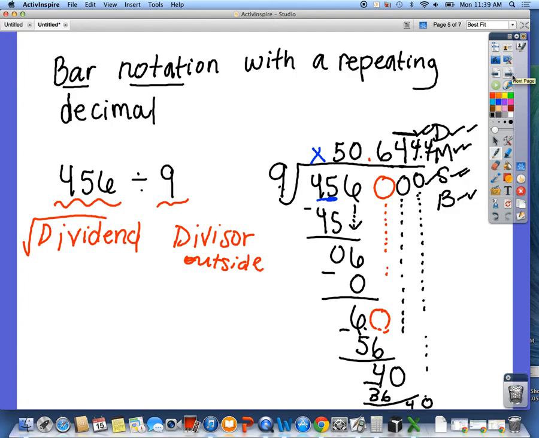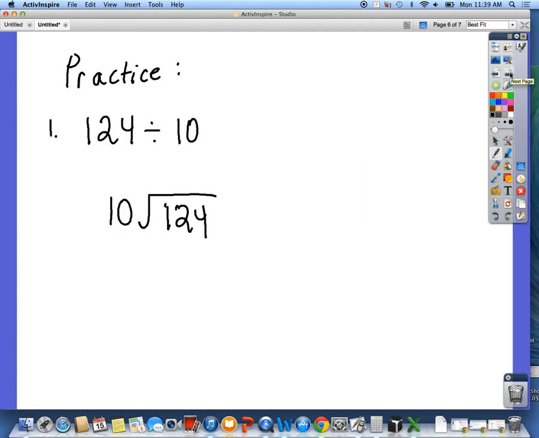Now let's do a few more problems together. One more together, and then you guys are going to do some on your own. I'm putting everything into practice. So I've got 124 divided by 10. I can do a quick check here and kind of estimate what I think my answer is going to be. And then let's go ahead and start solving. Can't go into the ones place, so I'm going to hold it. Going into the tens place. So 12 divided by 10, 1. 1 times 10 is 10. Subtract. Bring down my 2. Add. Bring the 4 down.